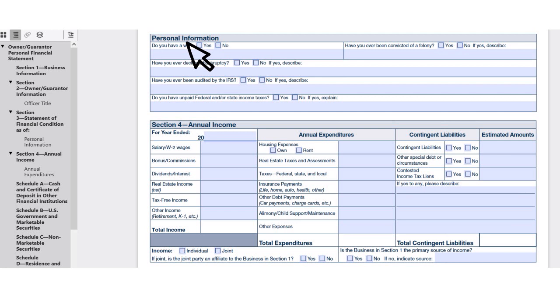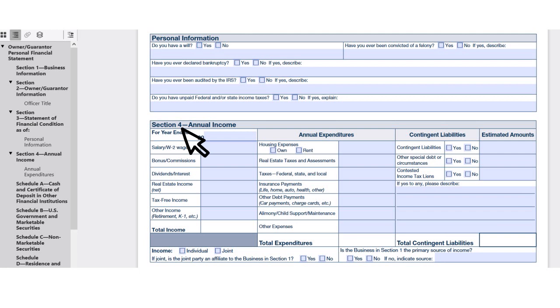This is just a constellation of questions that the Navy Fed is asking to, again, try to categorize what kind of risk spectrum you constitute. Do you have unpaid federal and or state income taxes? You have to explain that. Section 4, here you want to talk about your annual income. And annual income here, when we speak about personal financial statements, we're speaking about the balance sheet, right? So statement of financial condition, but also your income statements. And this is what we're talking about here.